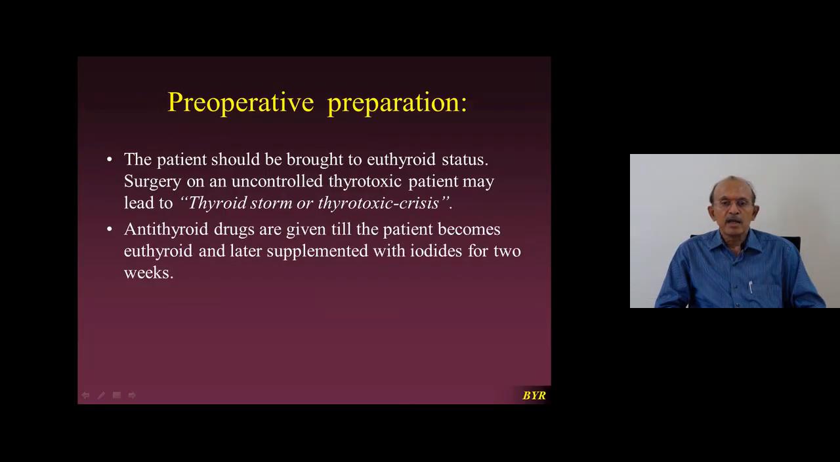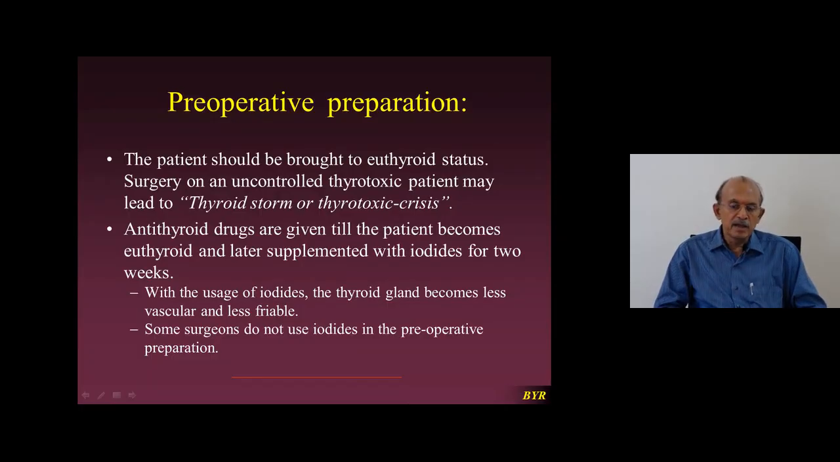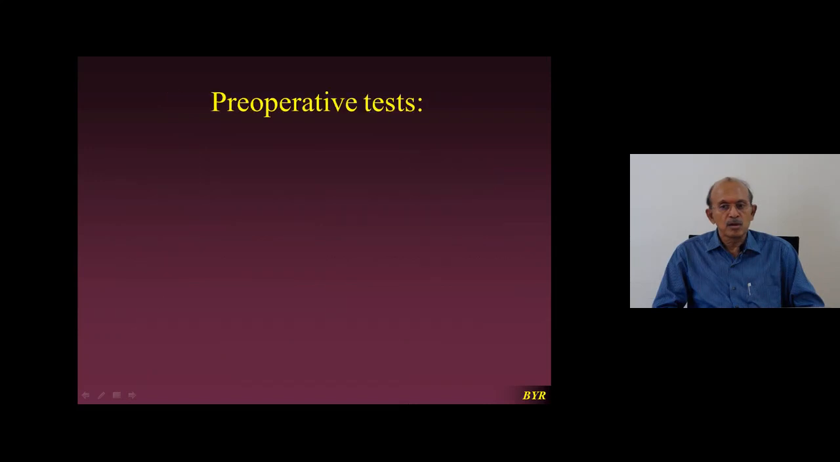So what do you do? You give antithyroid drugs till the patient becomes euthyroid, and later the patient is supplemented with iodates for 2 weeks. With the usage of iodates, the thyroid gland becomes less vascular and less friable. Some surgeons don't use iodates in the preoperative preparation because the action of iodates is not uniform in every patient. Some patients respond to iodates, some do not have any response. That is why some surgeons do not use iodates at all. They simply go straight to surgery once the thyroid hormones are brought under control.